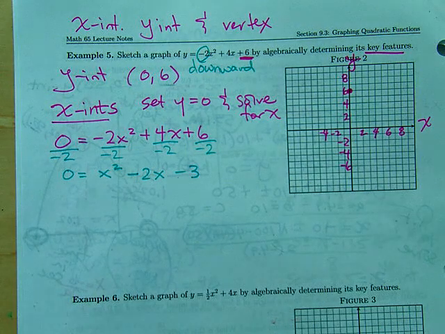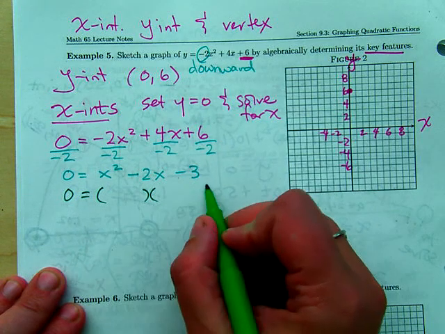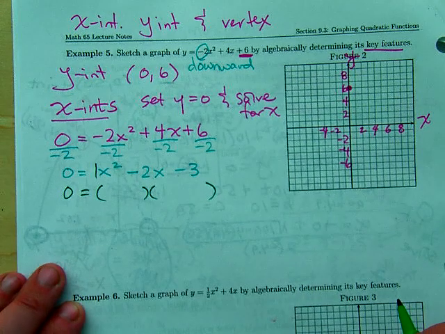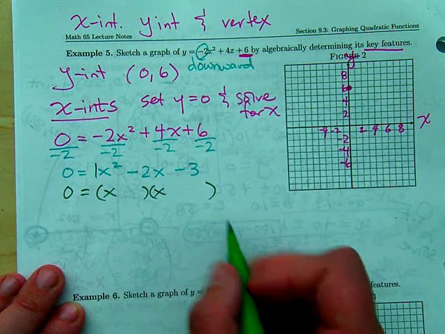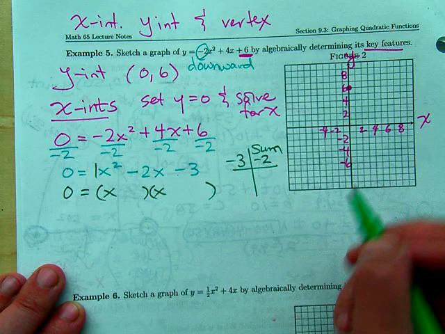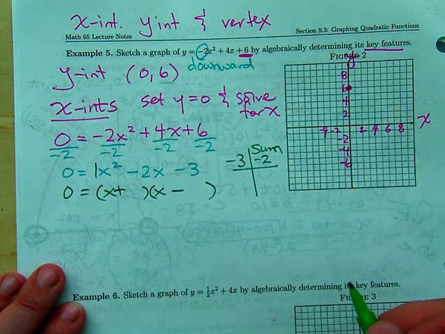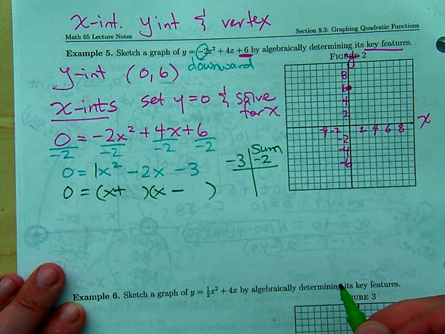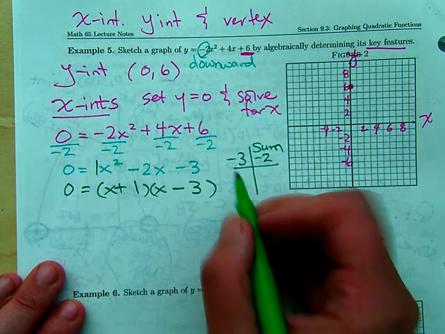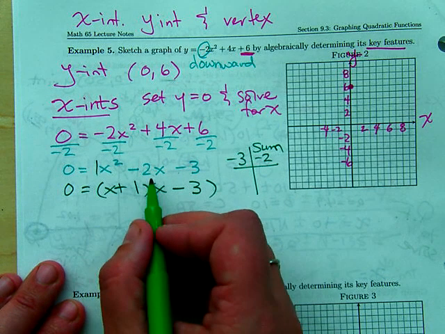Minus 3. Now, how do we solve? What's our favorite way of solving? The easiest way to solve, hopefully, is by, yes, factoring. 0 equals, you don't have to use the AC because A is 1, right? So we have x times x. What times what gives us a negative 3 and has a sum of negative 2? Two different signs. Positive 1, negative 3. Positive 1 times negative 3 gives us negative 3. Positive 1 plus negative 3 gives us negative 2.